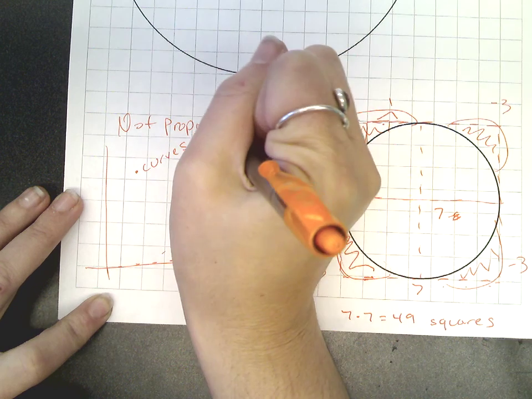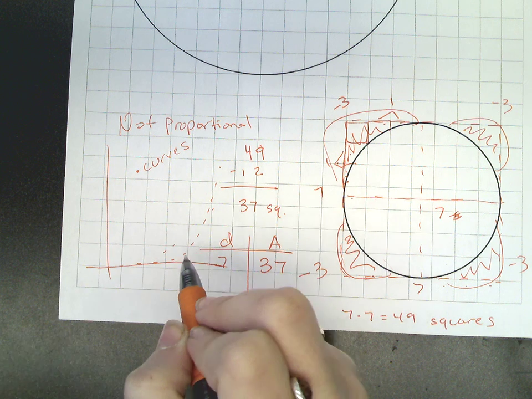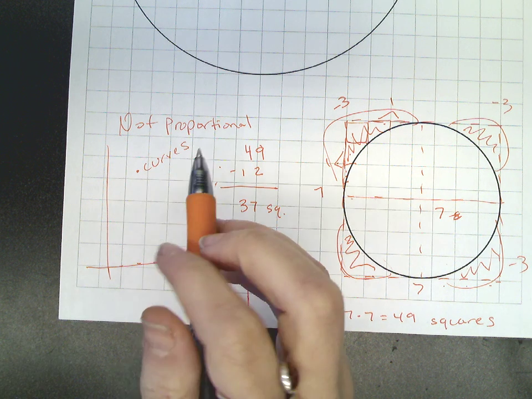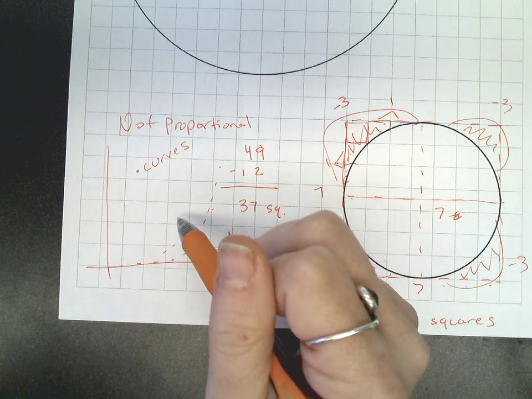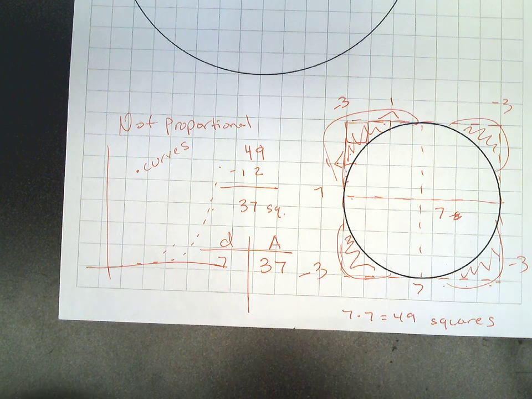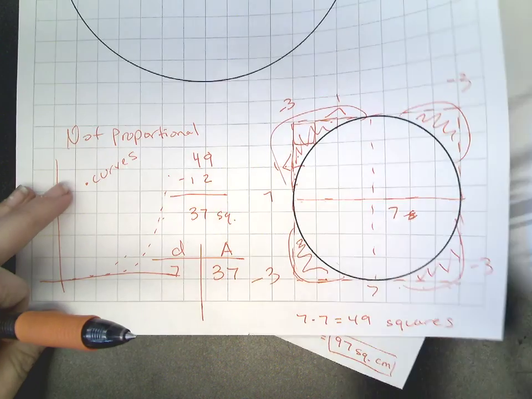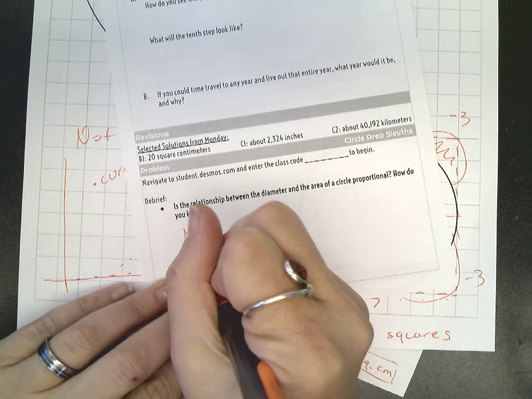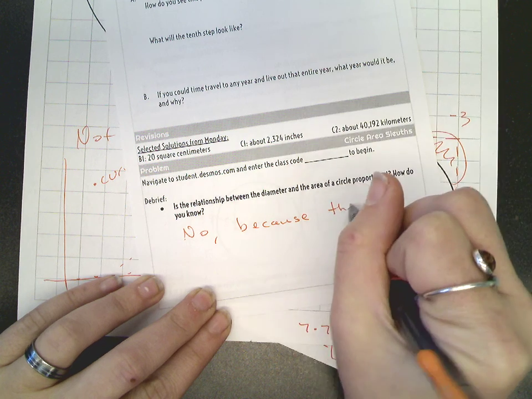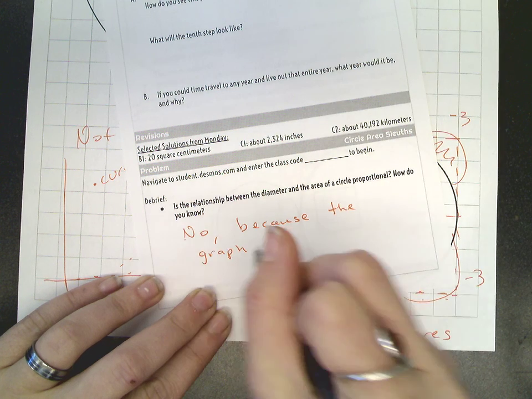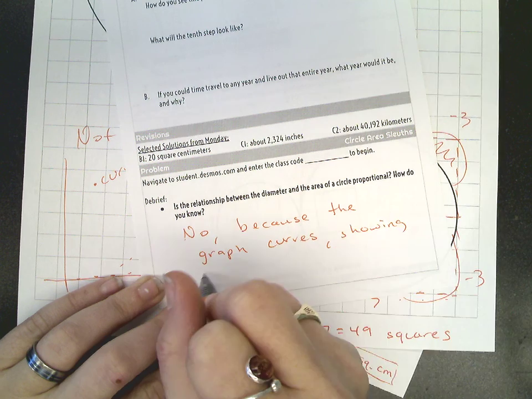So just like we found that the relationship between the diagonal and the area of a square was not proportional, and like really early on when we looked at all of the tiles in a scaling problem, that was also not proportional. Something about area isn't proportional to length. So that was the big thing that we were looking at. We said, no, it is not proportional because the graph curves, showing no constant unit rate.